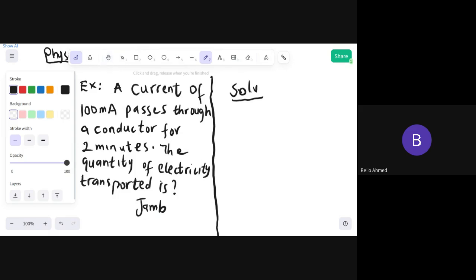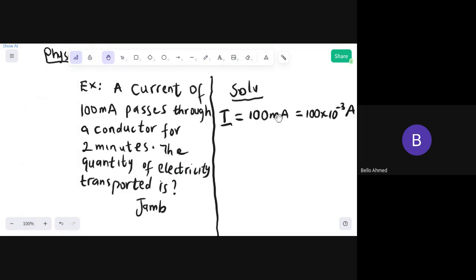So here now, a current of 100 milliampere, meaning that they have given us current. So I will say current I is equals to 100 milliampere, which is equals to 100 times 10 raised to the power of -3 ampere. Please remember that I said milli. This milli that you're looking at is 10 raised to the power of -3. Then you put your ampere.